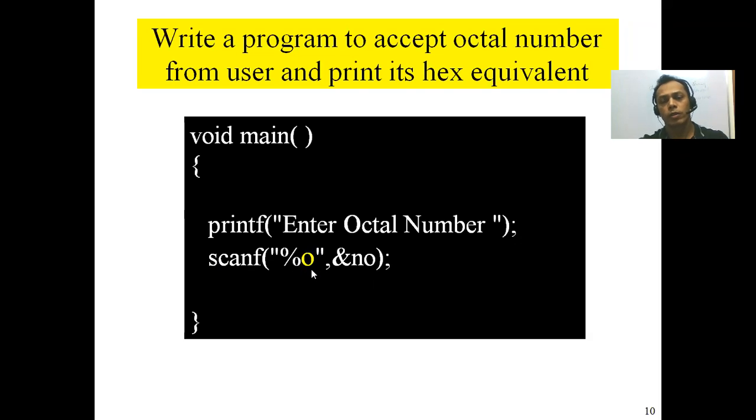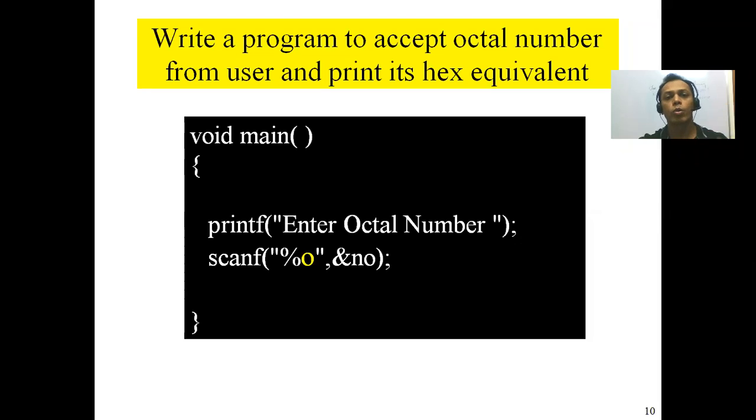What format character? If you accept decimal number, we say %d. If you accept octal number, we use the format character %o. O for octal. Where do you store it? It's a number. So scanf needs always address. So write & म्हणजे address. So what variable you want? I have taken variable name no. You can take any variable name you want.